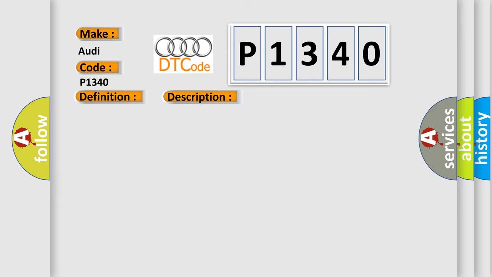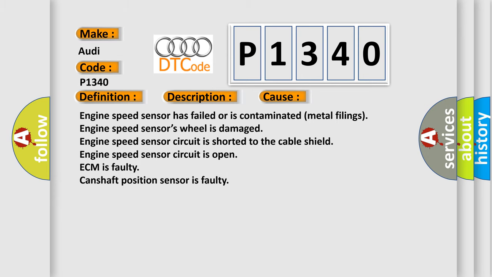This diagnostic error occurs most often in these cases: engine speed sensor has failed or is contaminated, metal filings, engine speed sensor's wheel is damaged, engine speed sensor circuit is shorted to the cable shield, engine speed sensor circuit is open, ECM is faulty, camshaft position sensor is faulty.